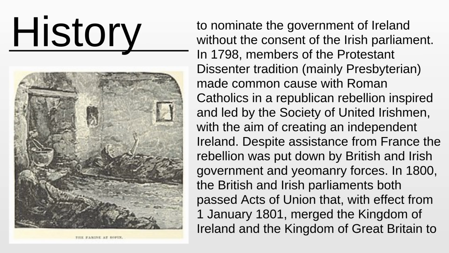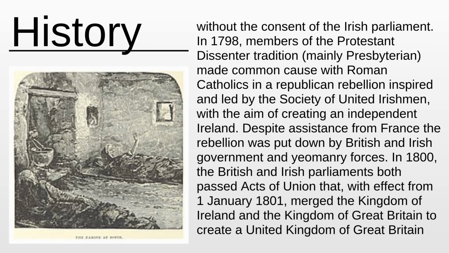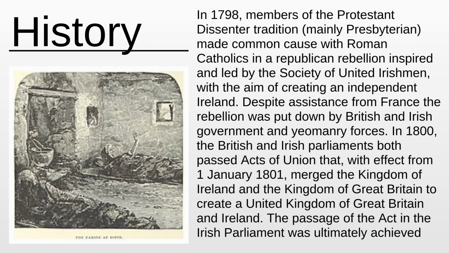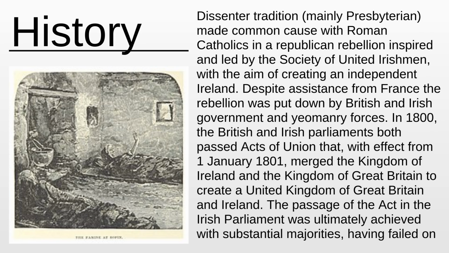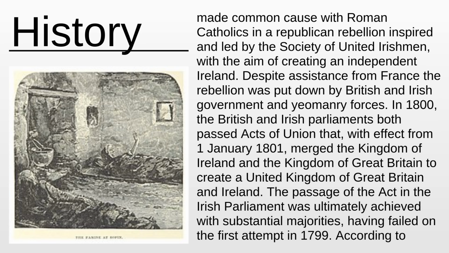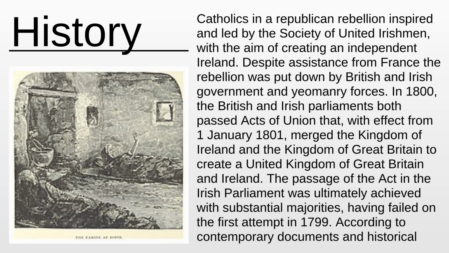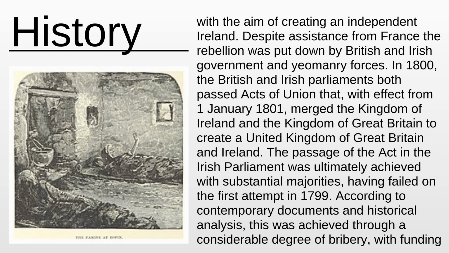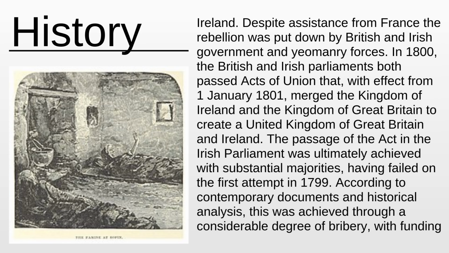Parliament. In 1798, members of the Protestant dissenter tradition, mainly Presbyterian, made common cause with Roman Catholics in a Republican rebellion inspired and led by the Society of United Irishmen, with the aim of creating an independent Ireland. Despite assistance from France, the rebellion was put down by British and Irish government and yeomanry forces.